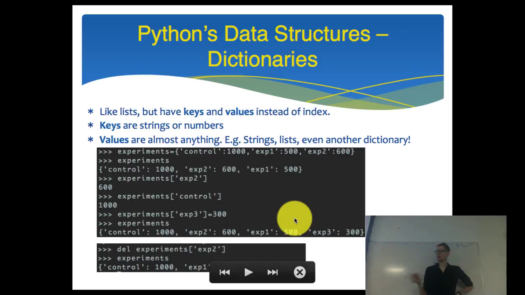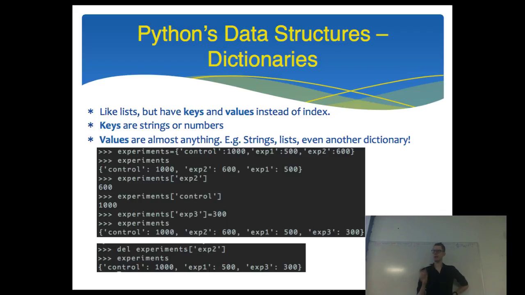You can remove individual items from the dictionary using the del keyword that we just used for lists. So if I want to delete the experiment 2 from my dictionary, I do del, experiments, and then in square brackets the key that I want to delete. And then if I check what's in my dictionary by typing its name and hitting enter, I can see that I have the control, experiment 1, experiment 3, but experiment 2 has been deleted.